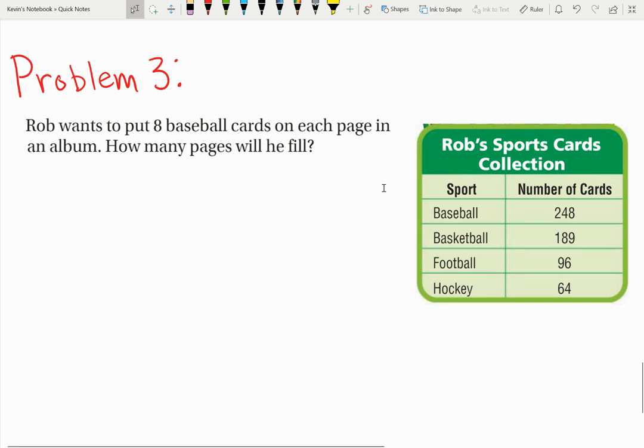And keep in mind, what is it asking you to find? So I'm not going to give you too many clues, but this is Rob's baseball collection right here. And again, how many pages will he fill? Keep in mind, what is it asking? Okay. All right. So go ahead and pause the video, and then answer.